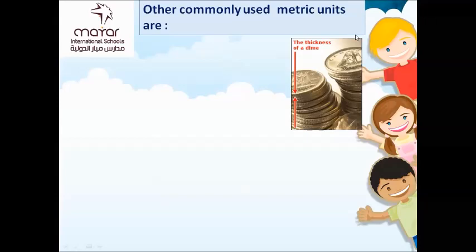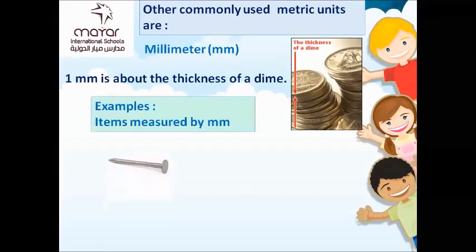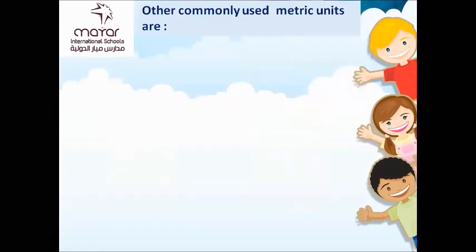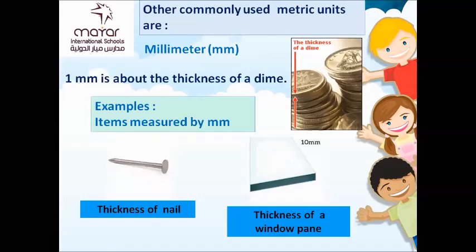What else do we measure with millimeter? The thickness of a nail. The thickness of a window pane. Now, if I ask you about the length of the window, it's centimeter. The thickness of a window pane is millimeter.